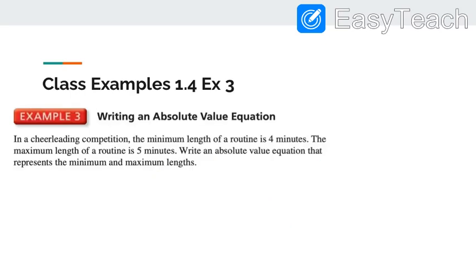Alright, so sometimes you're going to be given word problems, and when you're writing one out, it's important that you are considering what the question is asking. So this one says, in a cheerleading competition, the minimum length is 4 minutes, and the max length is 5 minutes. We want to write an absolute value equation that represents the minimum and the max lengths. So we're saying we want all the values between 4 and 5. If we think about this on a number line, we know our smallest one we can have is 4. We know our biggest one we can have is 5.